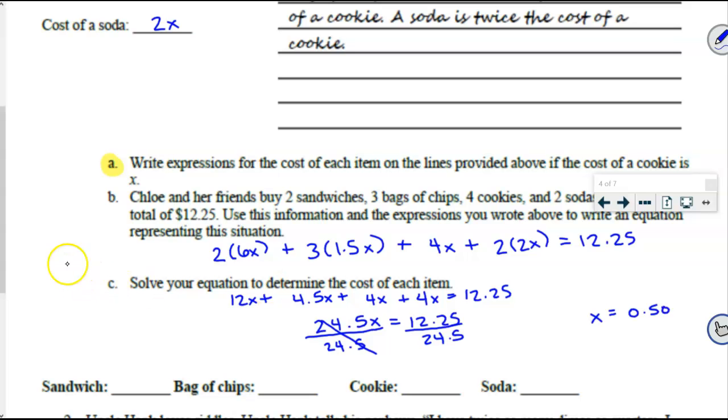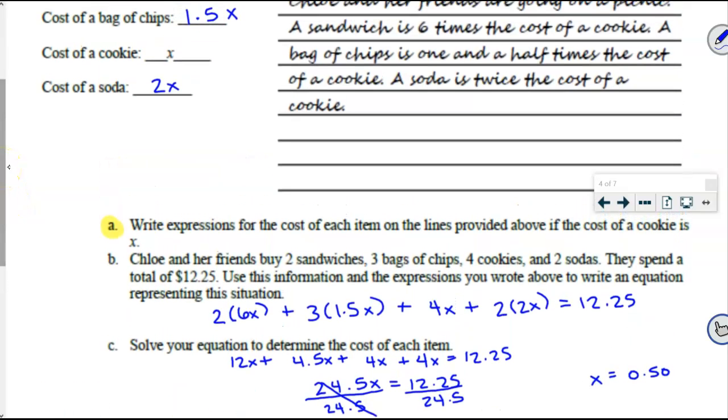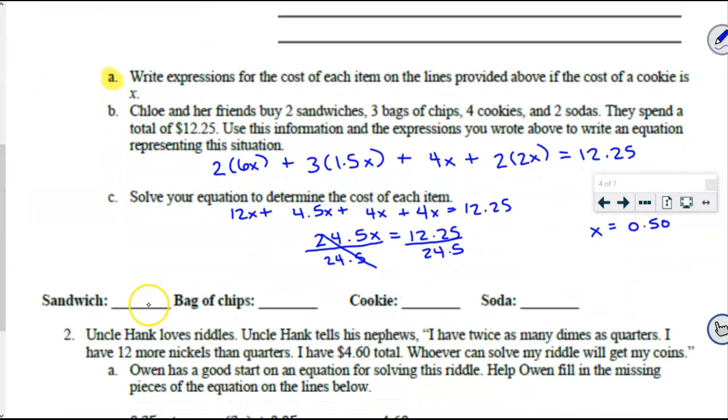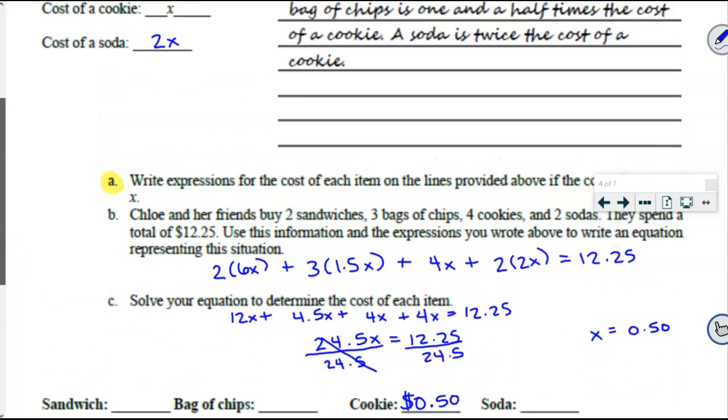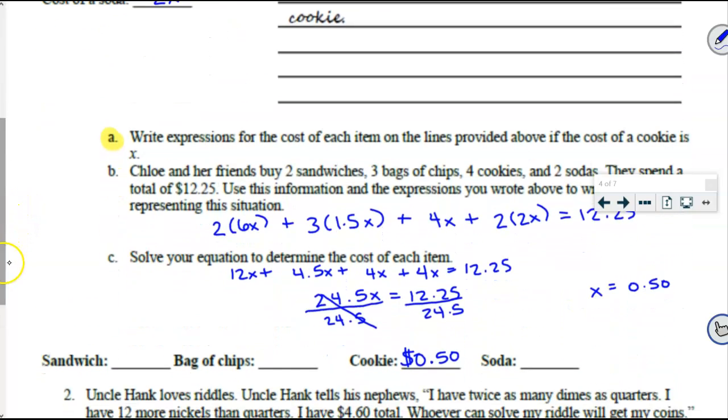So interpret that. What does that mean? X is equal to 0.5 and x is the cost of a cookie. So what does that 0.5 actually mean? Siley? 50 cents, exactly. So now we can fill in these blanks. What is the cost? Let's start here. What is the cost of a cookie? 50 cents. What is the cost of a sandwich? Remember, a sandwich is 6 times the cost of a cookie. So we get $3.